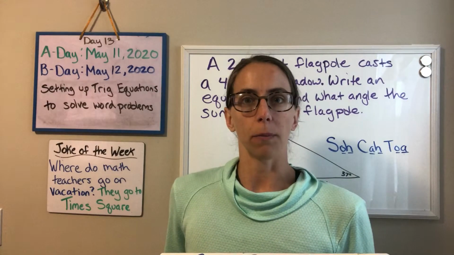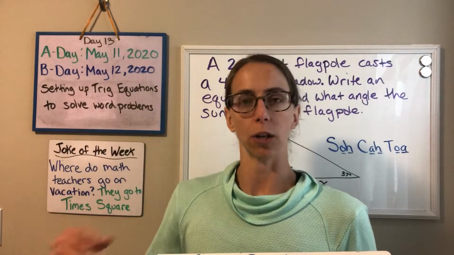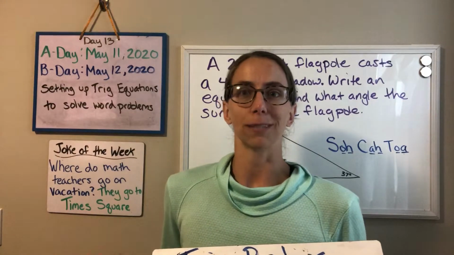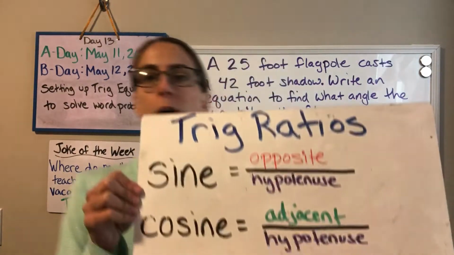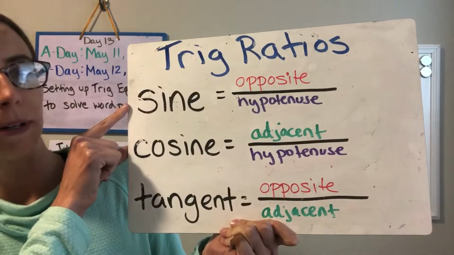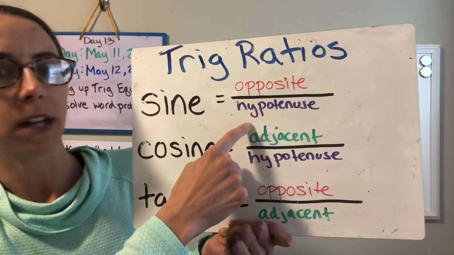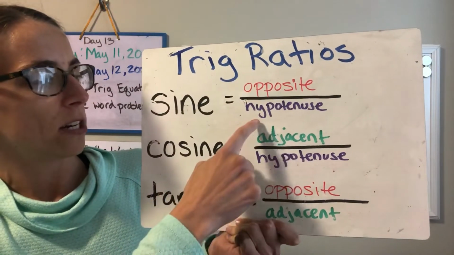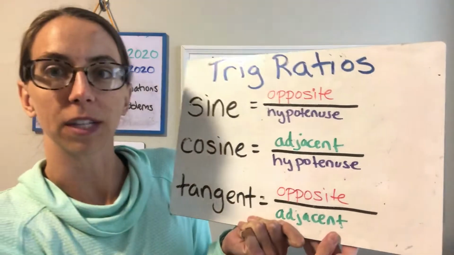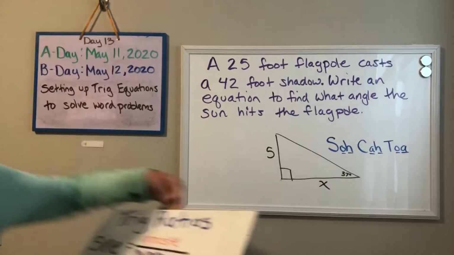So we've done a couple of, if I give you this picture, find or write the trig ratio that would help you find this angle, but now we're going to be looking specifically at word problems. So a very quick reminder, we have three trig functions that we talked about: sine, cosine, and tangent. So sine is the opposite over the hypotenuse, cosine adjacent over the hypotenuse, and then lastly tangent is the opposite over the adjacent. So we will put that up here so we can reference it as we go.